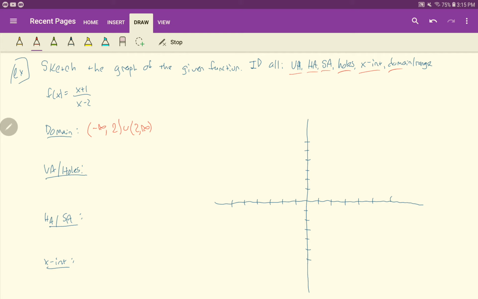Now, that domain restriction, that x equals 2 that we got, that we exclude, will either classify as a vertical asymptote or a hole. It cannot be both, but it will be one or the other. Now, in this case, which one is it?